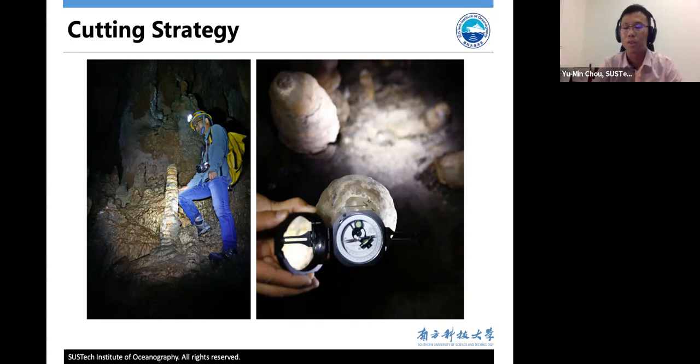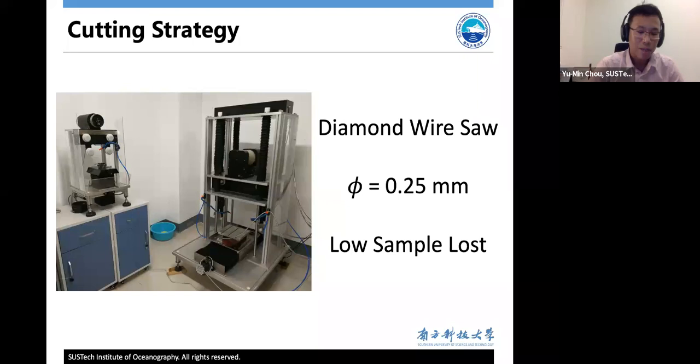When you get the sample back to your lab, you have to cut it. In a traditional cutting machine, we use a round saw, and this kind of saw will destroy your sample, and you will get a lot of sample loss during cutting. It's also difficult to control the cutting process. Sometimes the sample will be broken, or you cannot cut the sample in a very straight line.